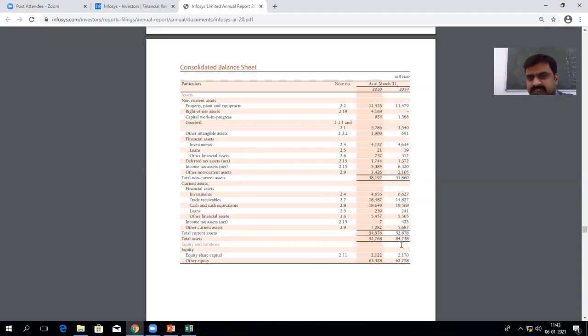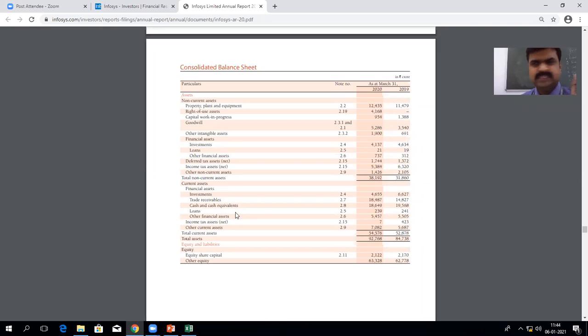And total assets, you can see there. Earlier they had 84,000 crores, now it is 92,000 crores. Again, there is an increase in the company. That means the company is doing good. That means financially they are stable, financially they are strong, and they are growing. That is what you can find out.